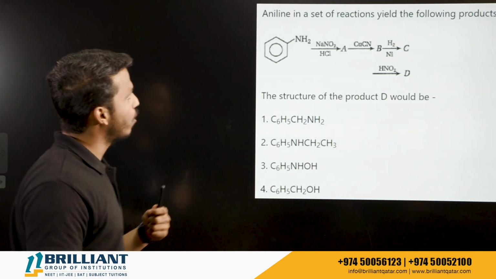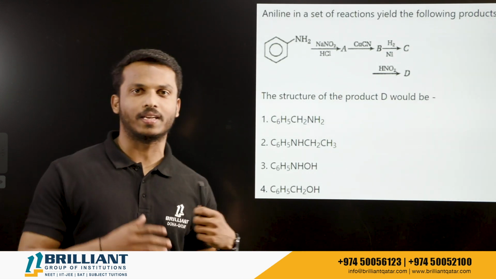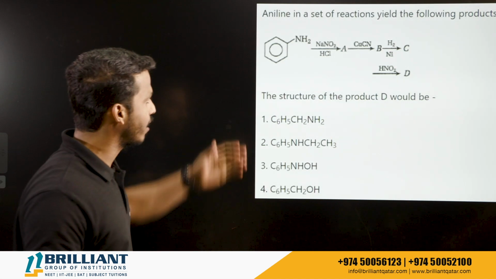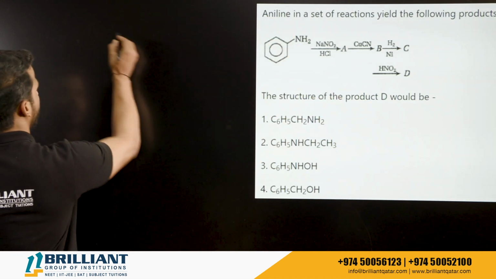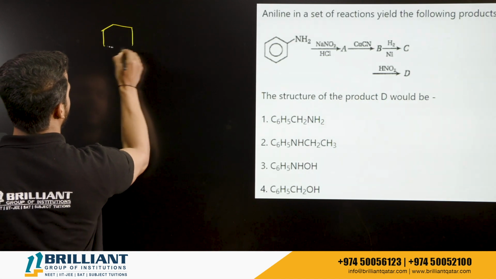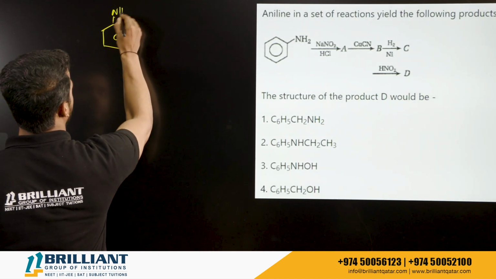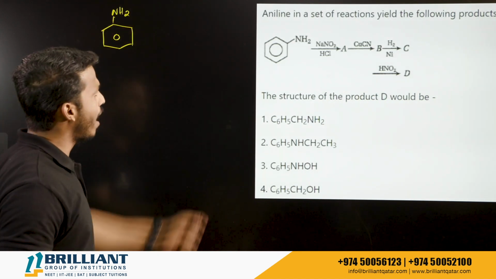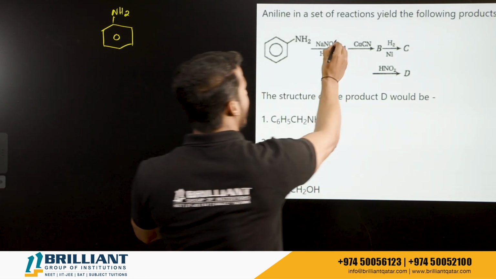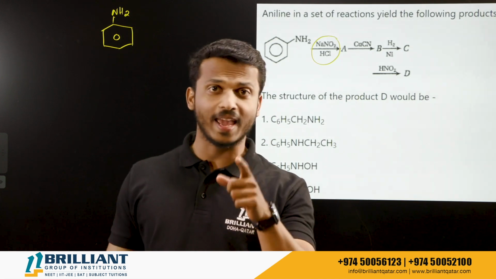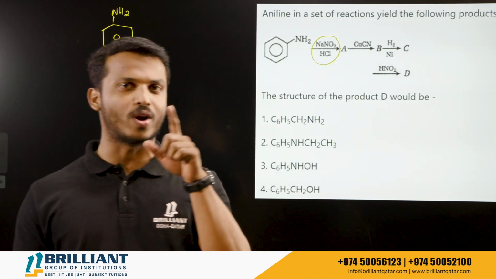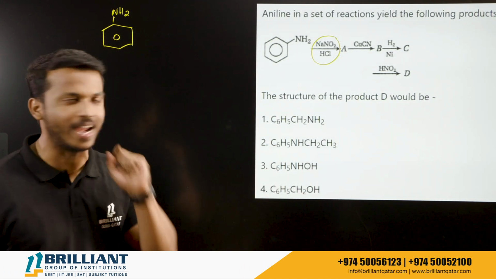Aniline in a set of reactions yields... Again, it's a conversion question. We have to find the value of the product D. Let's start with the starting material, aniline: benzene with NH2. Aniline is treated with NaNO2 and HCl. What's the name of that reaction, dear all? NaNO2 and HCl, that's called what? Diazotization reaction. Am I right?